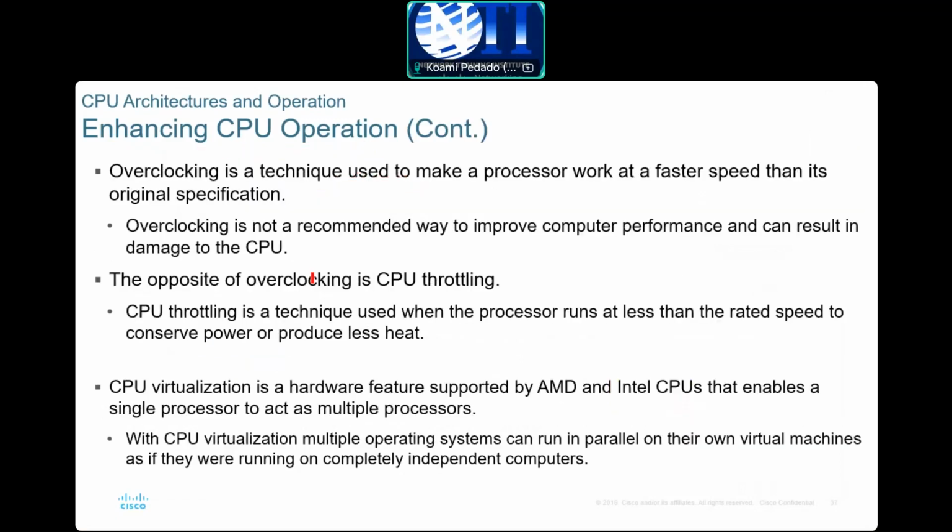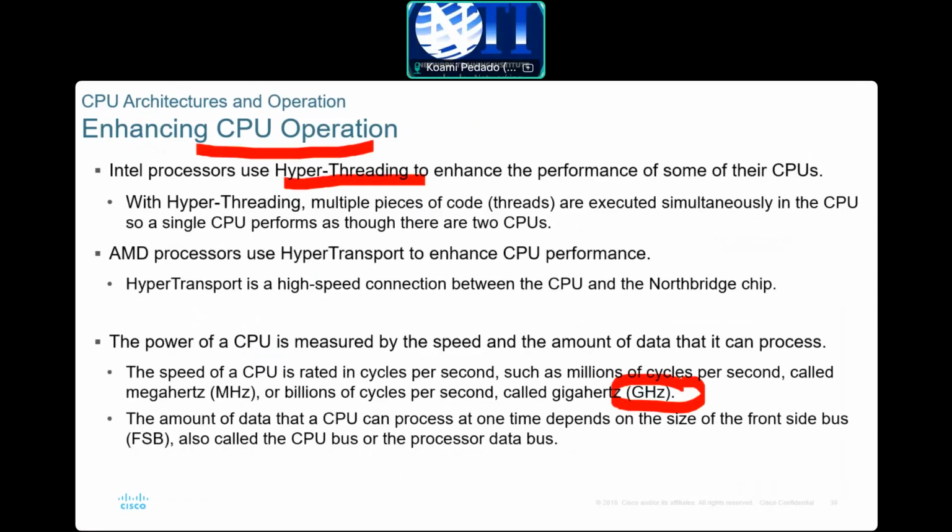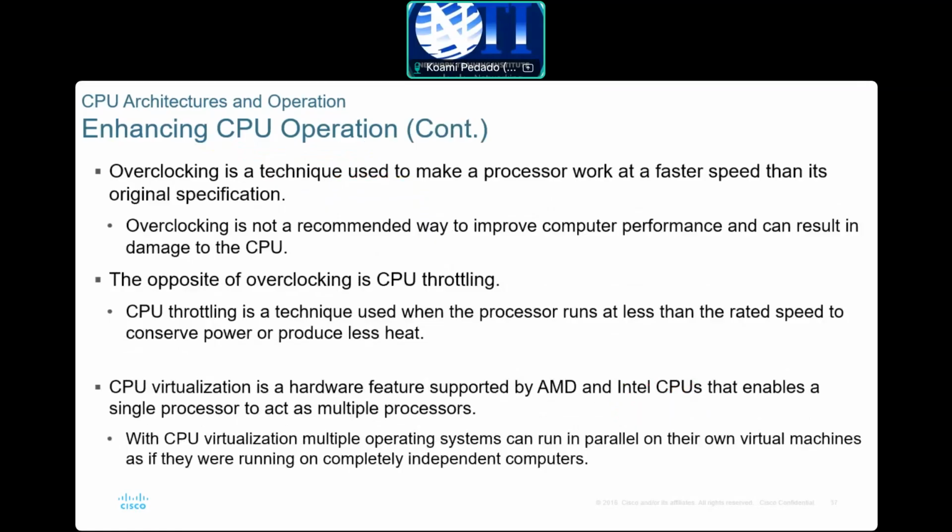So overclocking is a little bit different than enhancing the CPU speed that you see in here, hyperthreading. Overclocking is a technique used to make the processor work at a faster speed than its original speed. You can make your computer processor go really fast. Everything you click goes prom, prom, prom. But the problem is, because you make it go really fast, you will have a shorter life expectancy. So your computer will die quickly. That's why you don't want to do this. Leave it how it was.